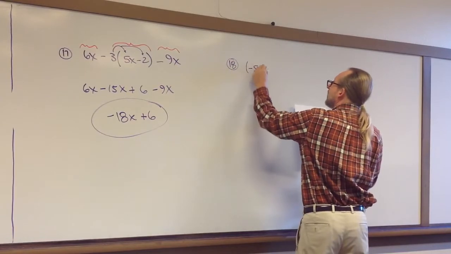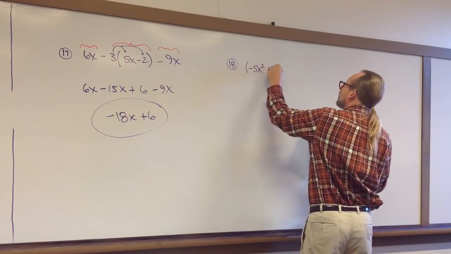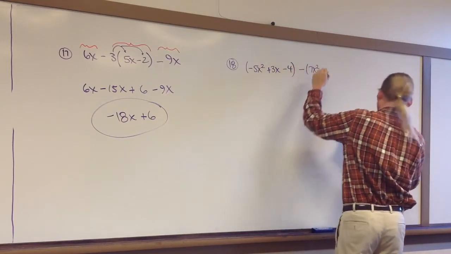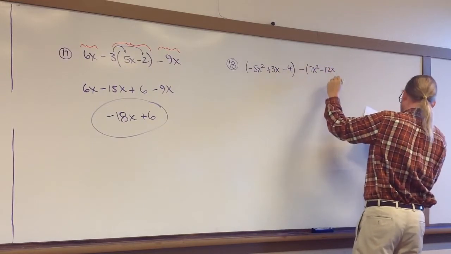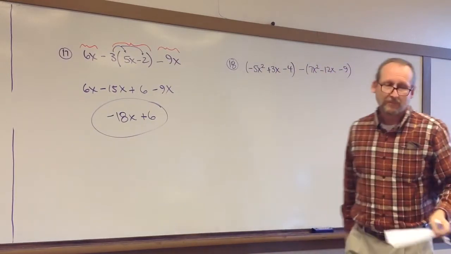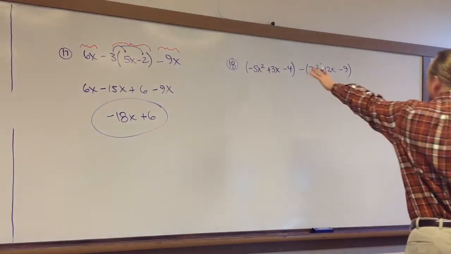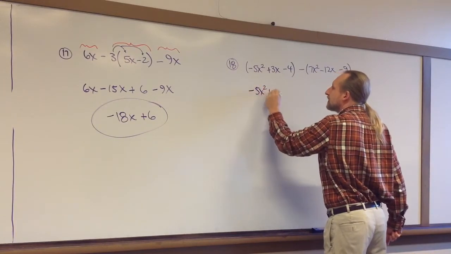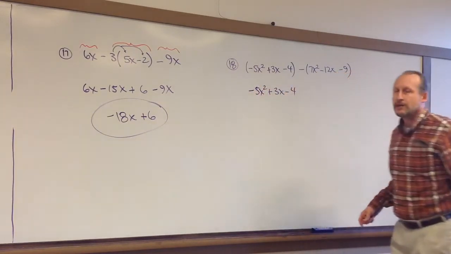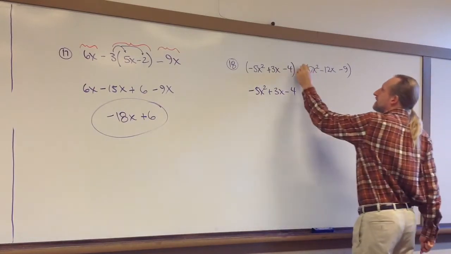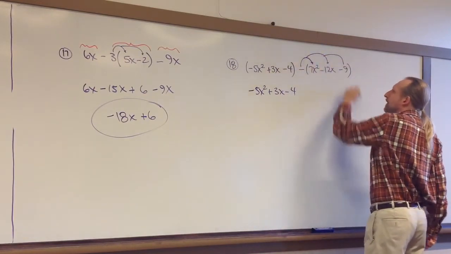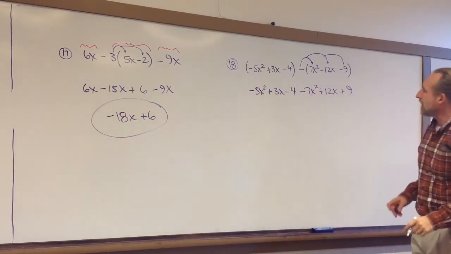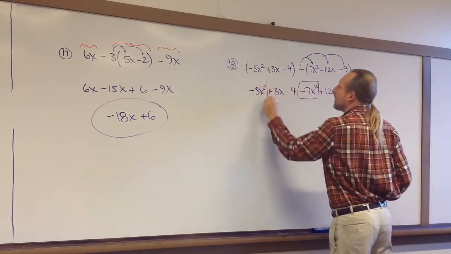We've got negative 5x squared plus 3x minus 4 minus 7x squared minus 12x minus 9. Okay, so in the first parentheses, there's nothing in front of this parentheses, so we can just take the parentheses off and nothing changes. Here, this minus sign has to get distributed into the parentheses. So this will be minus 7x squared plus 12x and plus 9. All right, now we want to group our like terms.